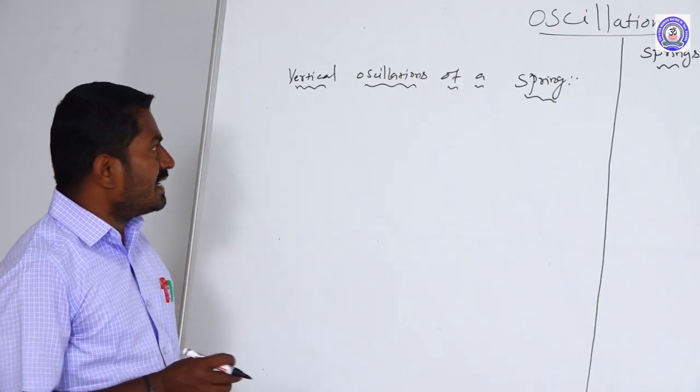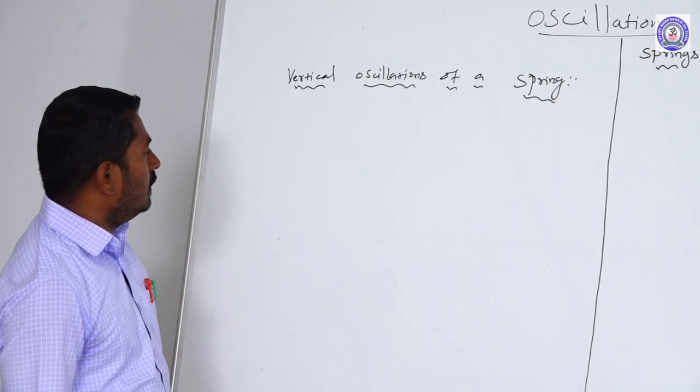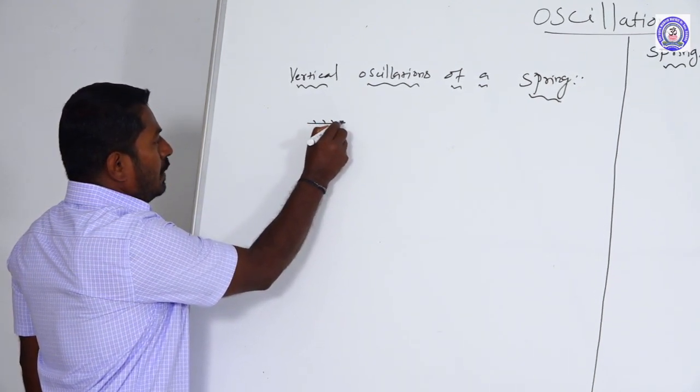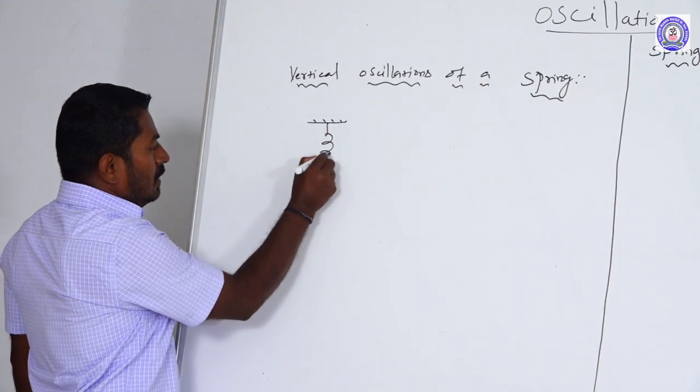One of the important concepts in vertical oscillations of a spring: one end of the spring is tied to a rigid support.